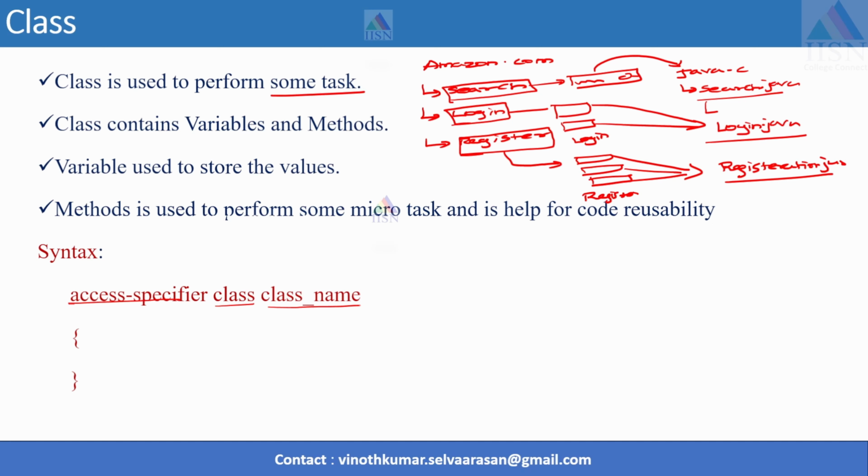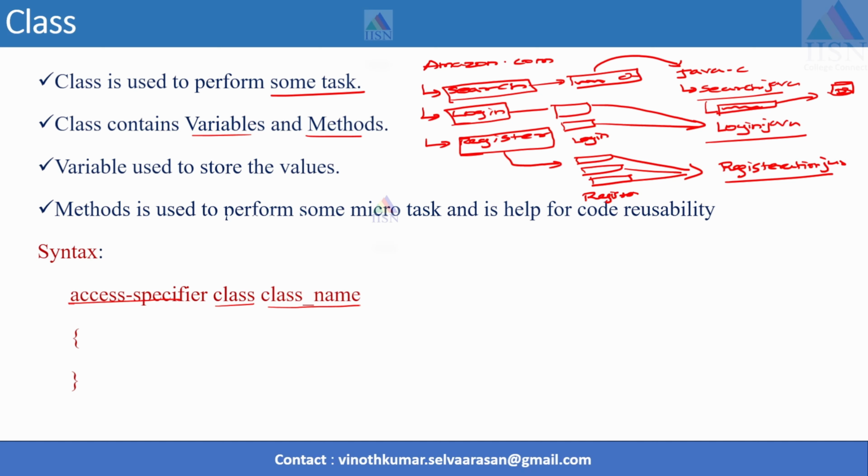As I already said, a class contains variables and methods. Why do we have variables? Here you see the user gives some details. When performing the search operation, the user gives some product, like an iron box, and clicks the search button. This data needs to be transferred to the search.java file. Here we have variables which are used to store the values. Then it transfers the information to the database and checks whether this particular data is available in the database or not.